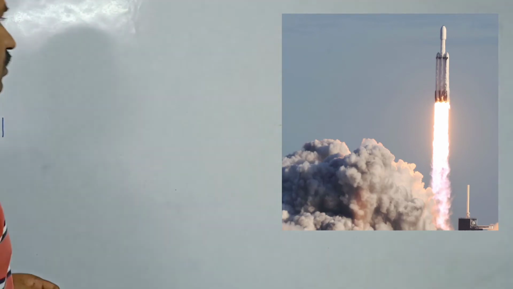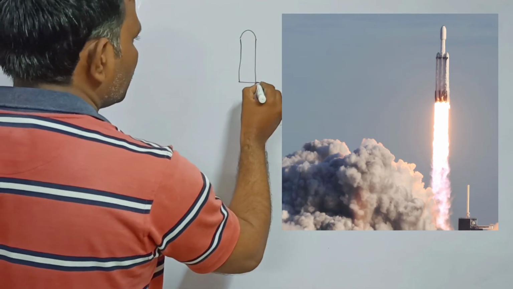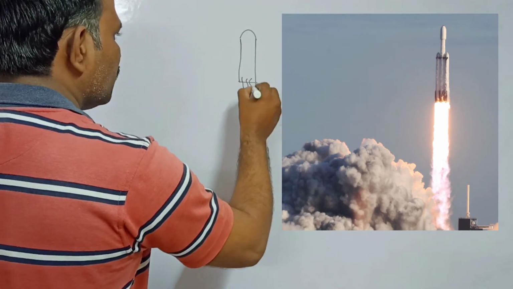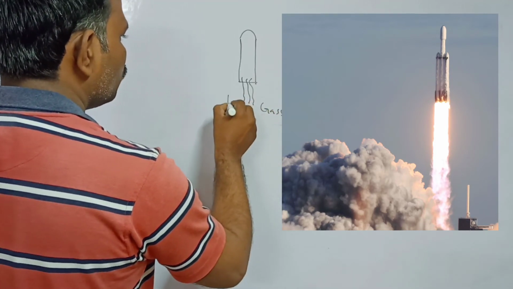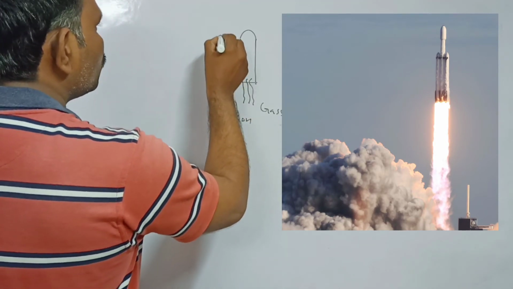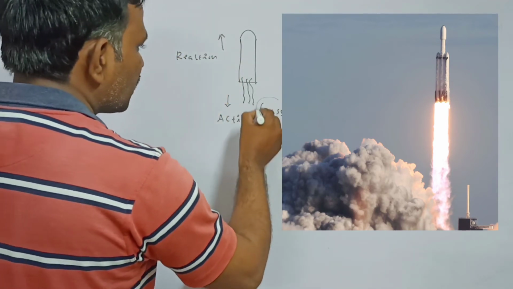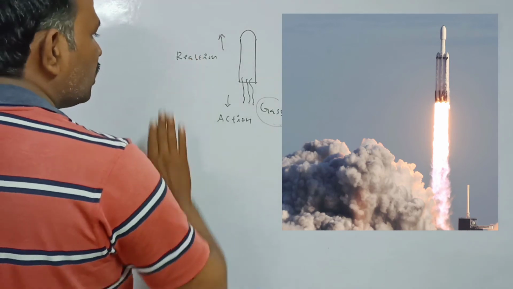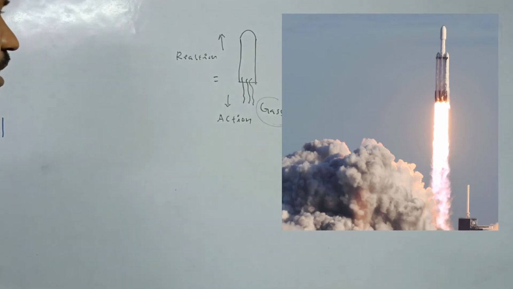Another example: the best example for Newton's third law is the rocket. Rocket works based on Newton's third law. While launching, the rocket will exert some gases in the downward direction. This is action, and the rocket moves in the upward direction. This is reaction. If the gases are exerted fast, then the rocket also moves upward fast. So here also there is an action force and a reaction force, and both are equal.